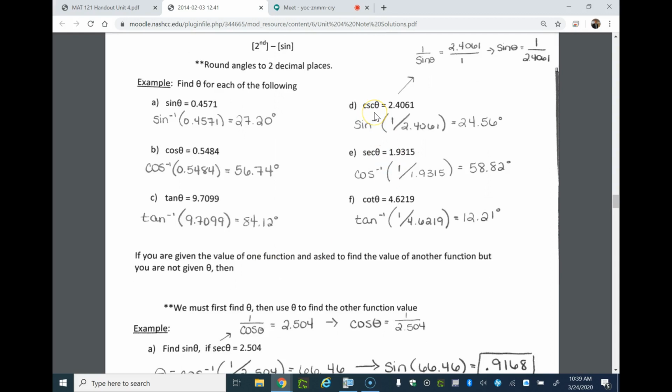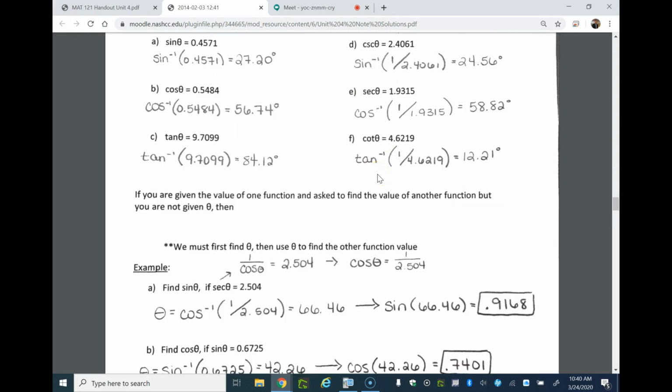The tricky part about this though is when we get into cosecant, secant, and cotangent, because you still do the sine inverse, but remember that fraction we discussed before. You have to take this part here and put it into a fraction, 1 over, just like here, and then do the inverse to get your angles. So cosecant, secant, and cotangent are the tricky parts.